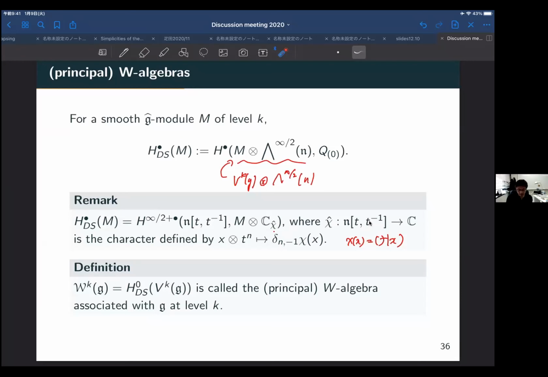And then H0, so if you put in particular the vertex algebra structure inside, this gives a vertex algebra structure on this one. And this vertex algebra is called the principal W-algebra associated with G at level K. For G equal to SL2, and K not the critical level, this W-algebra is isomorphic to the Virasoro vertex algebra, by Feigin-Frenkel's theorem I explained yesterday. So this W-algebra is a generalization of the Virasoro algebra.